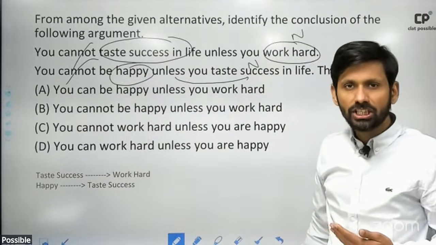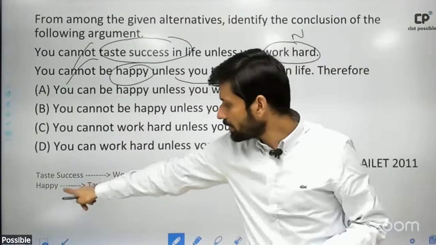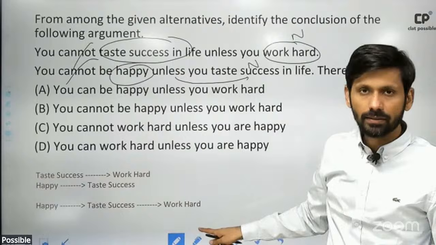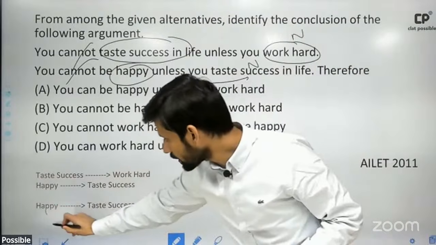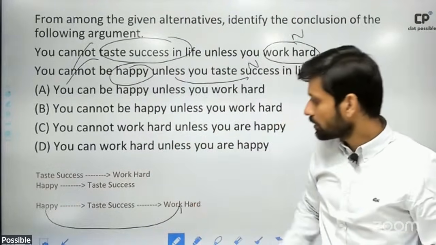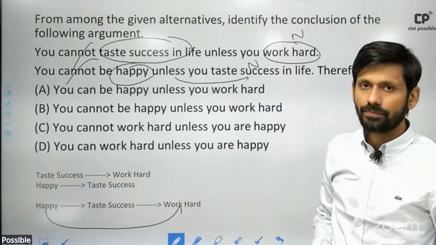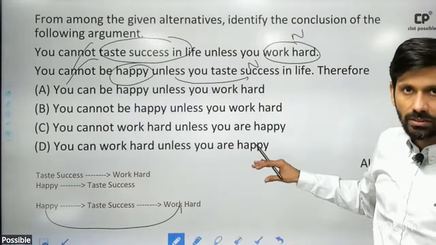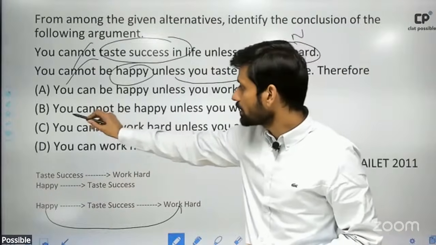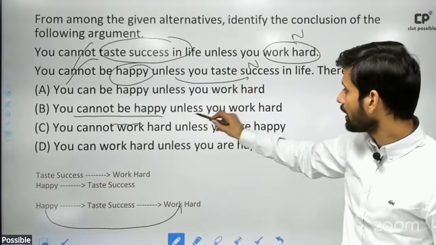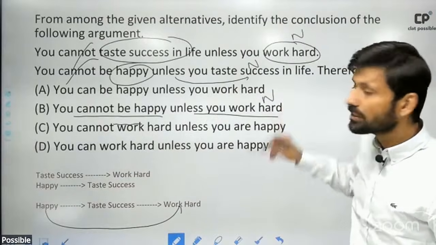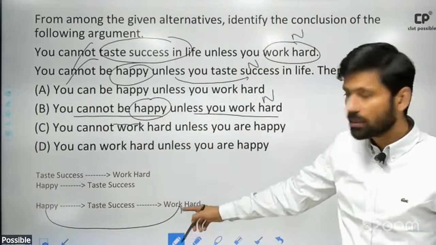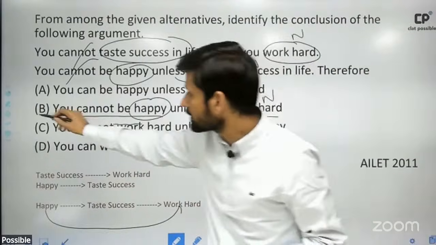And we can form a conditional chain from this. Happy, taste success, and taste success, work hard. From this, we can draw the conclusion that if you are happy, then you work hard. Or working hard is necessary to be happy. Which option matches? Look at option B. You cannot be happy unless you work hard. Work hard necessary for what? Being happy, right? This is what we get from the diagram. So option B is correct.